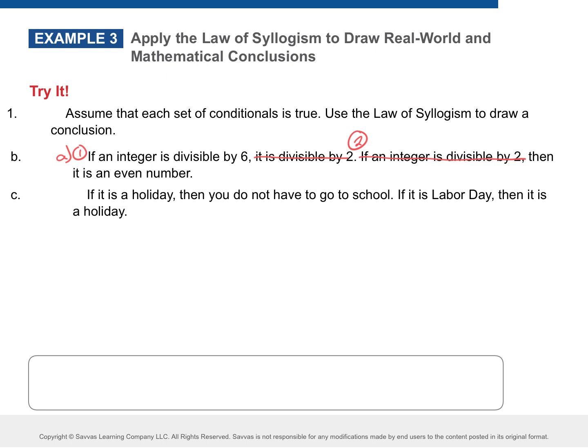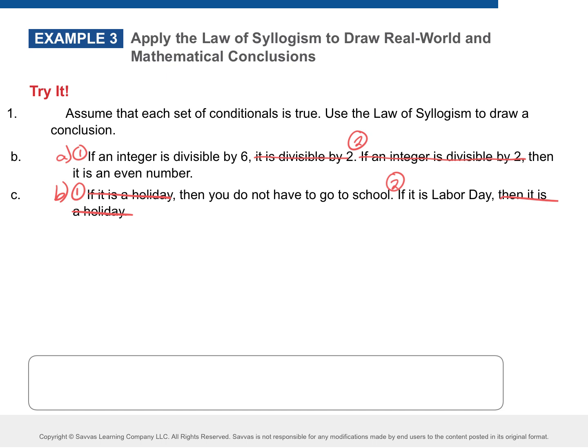Okay? B is a little trickier. Here's my first one. If it is a holiday, then you do not have to go to school. Here's my second one. If it is Labor Day, then it is a holiday. They have the holiday statement in common. I agree. What would my new if-then statement be? Good. If it is Labor Day, then you do not have to go to school.